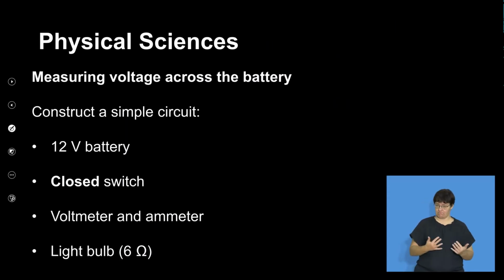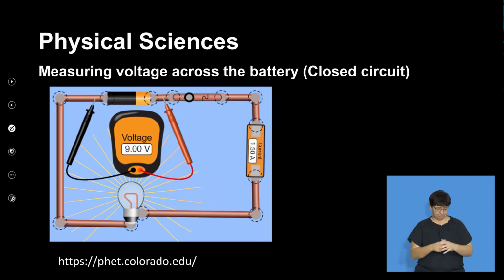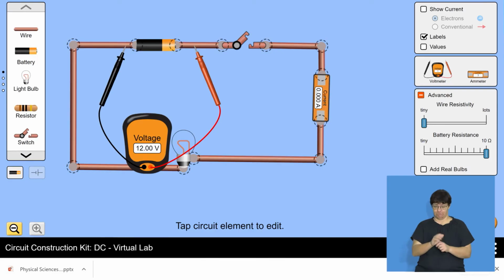We are measuring voltage once again across the battery, using the same circuit. We're using a 12-volt battery, but now, with emphasis, we're going to close the switch and make our observation, and then talk the science behind that. We'll also use the ammeter and voltmeter to take readings, and we'll still use our 6-ohm light bulb in the circuit. So this is the setup. Now let's go straight to our simulation and see what happens.